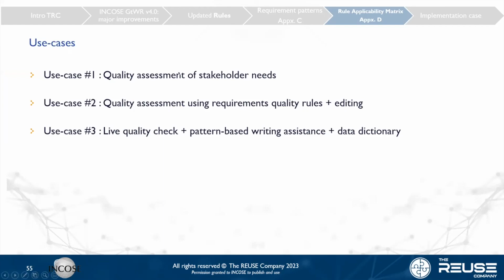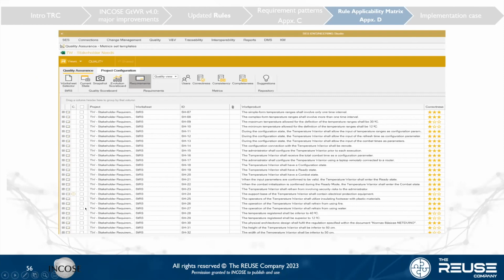And now I will show you 3 use cases. Here, the first one, an assessment of quality using the needs verification rule set for stakeholder needs, then using for the same document requirements quality rules to see the difference. And finally, how to use data dictionaries and patterns to author a requirement.